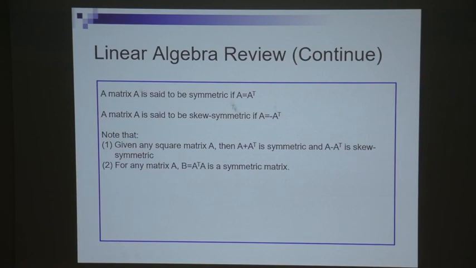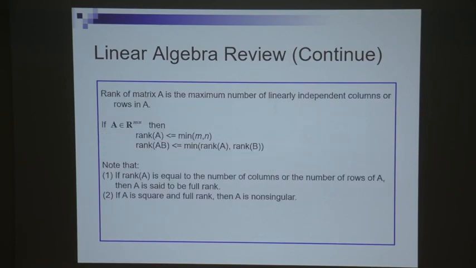A matrix A is said to be symmetric if A is equal to A transpose. A matrix A is said to be skew symmetric if A is equal to minus A transpose. For any matrix A, B equal to A transpose A is a symmetric matrix. Besides that, you need to know the rank. The rank of the matrix A is the maximum number of linearly independent columns or rows in A. So these are the definitions. Please go back and read.